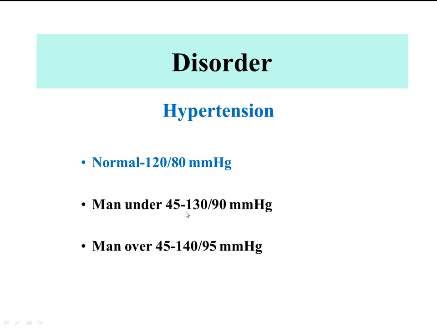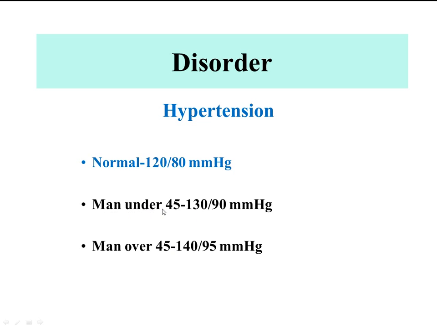And for a man under 45, hypertension would be around, this is actually a little borderline here, 130 over 90 would be borderline. It would be considered high if it is 140 over 95. And that would apply to anybody, not just a man under the age of 45, a man over the age of 45.